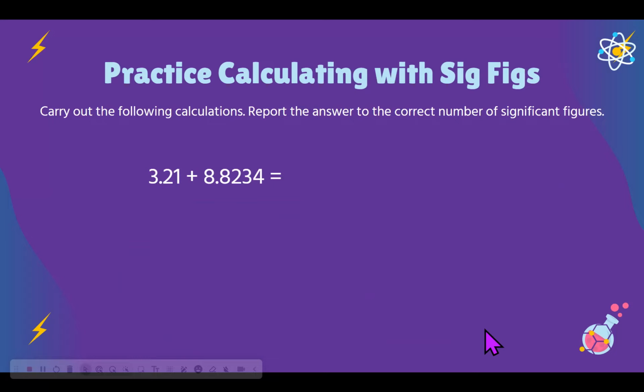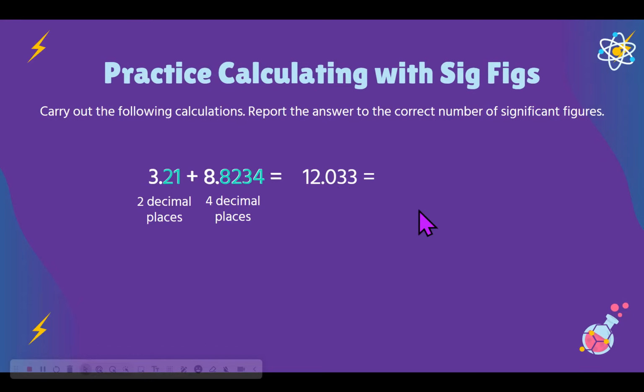So let's do a little bit of practice. If we look at this, we have 3.21 plus 8.8234. Okay, we're adding, so we're going to count decimal places. The first number has 2 decimal places. The second number has 4 decimal places. Since 3.21 has fewer places, we can round our answer to the same 2 places after the decimal.